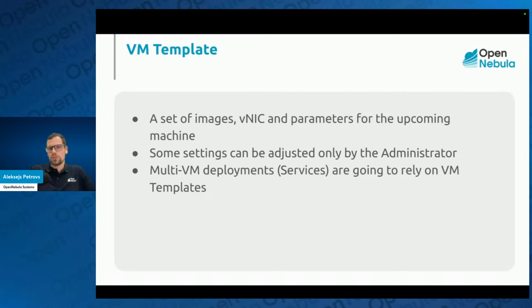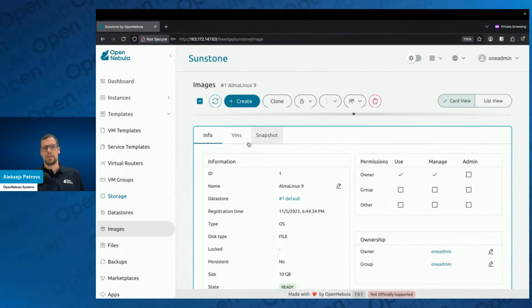And multiple virtual machine templates can use the same image, right? So you say your image can be just generic Alma Linux, but then you can have multiple virtual machine templates with different settings that serve completely different needs, right? And then we have so-called services, and services are going to use virtual machine templates underneath, right? So it is kind of important here.